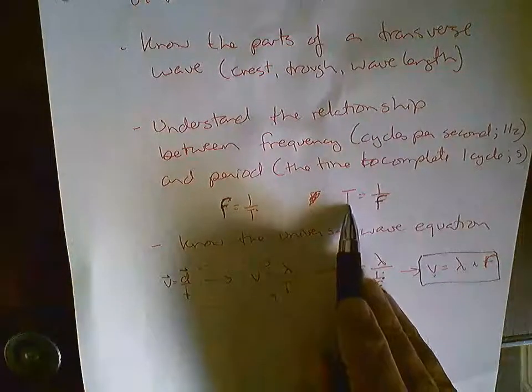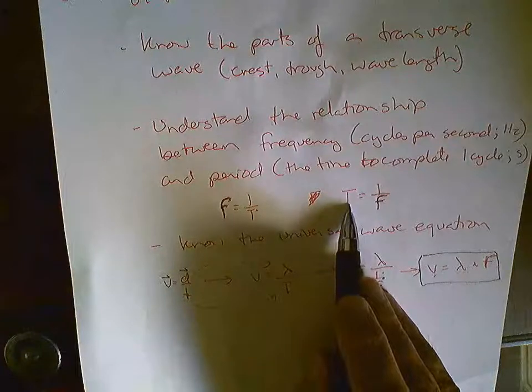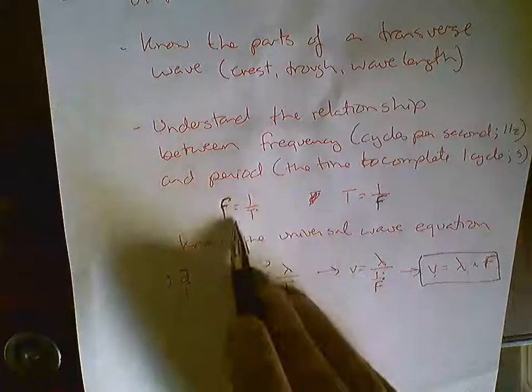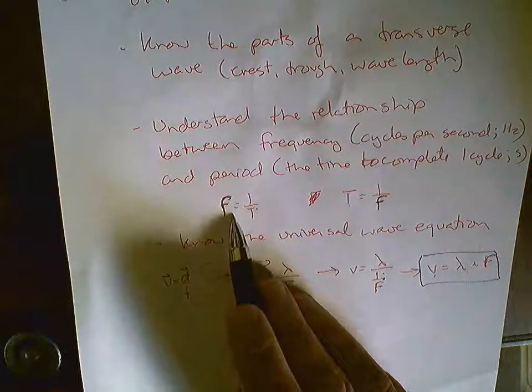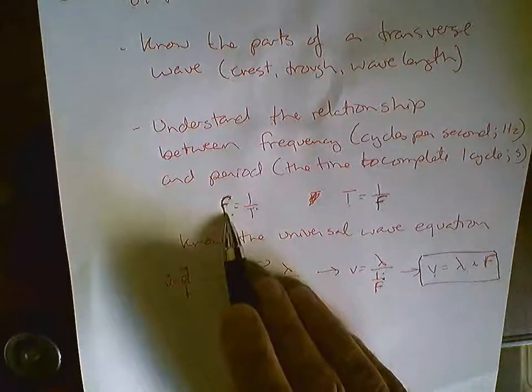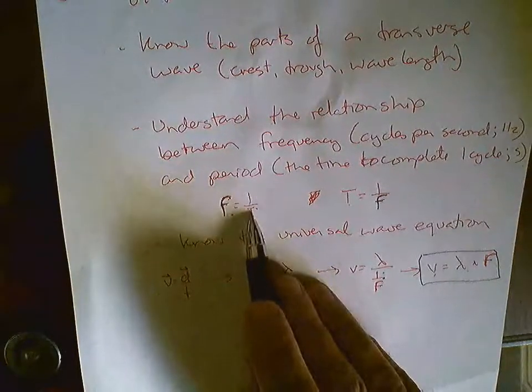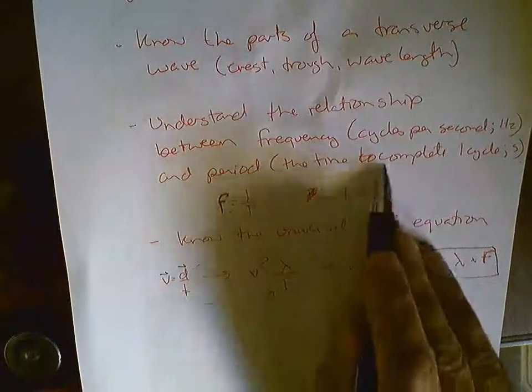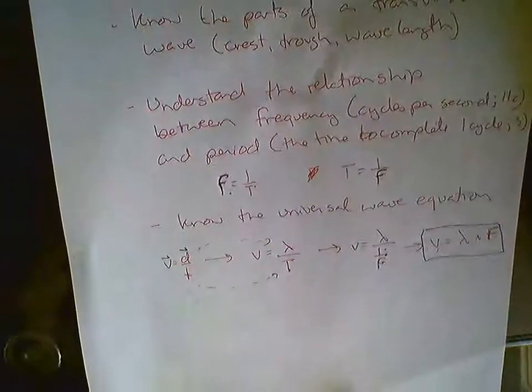Period is the amount of time in seconds it takes for one wave to pass a given point, where frequency is the number of waves that pass a point in 1 second. So remember the relationship. Frequency is 1 over big T, which is period, and period equals 1 over frequency.